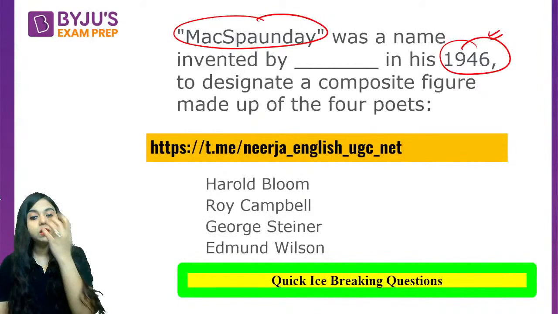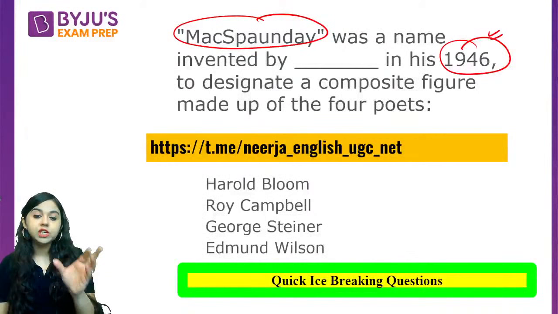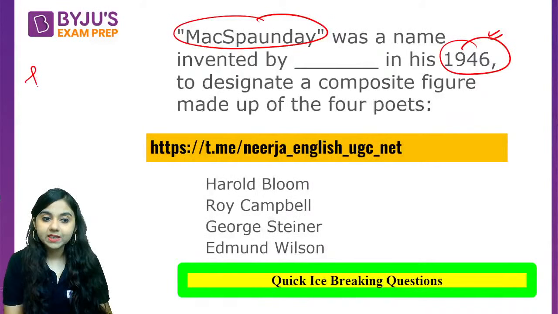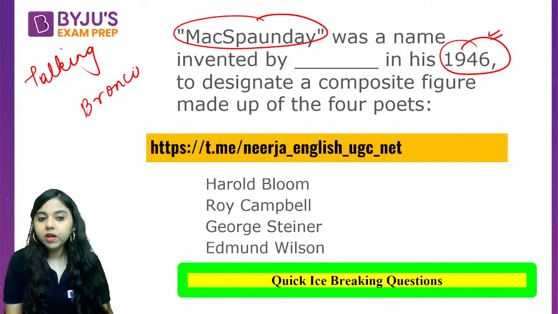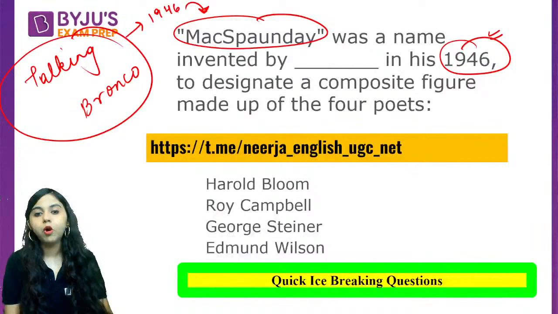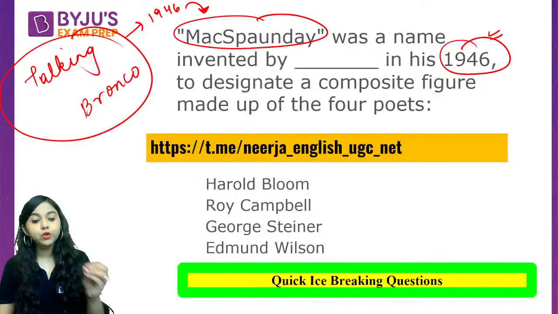Roy Campbell was actually writing Talking Bronco. You can write this down as well, because this question has also come in. Talking Bronco, 1946. This is a work in which he gives us the term MacSpaunday group of poets. He's telling you that there are four poets.